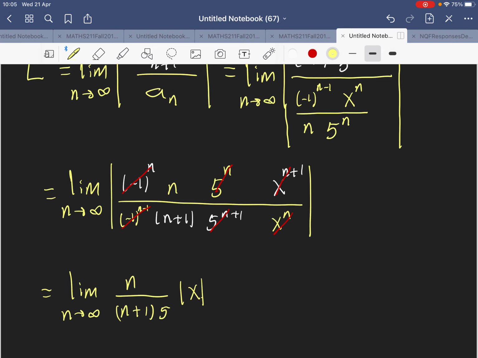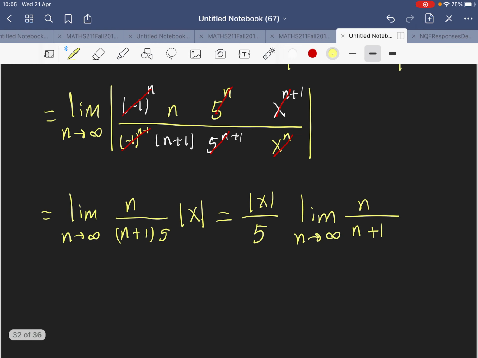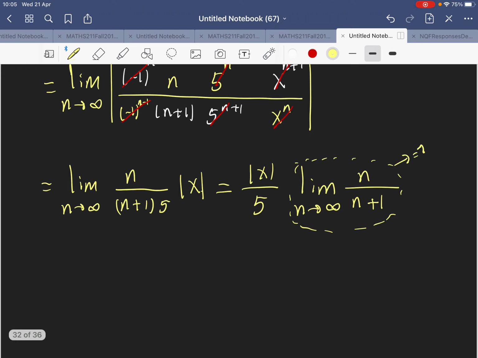Now, of course, x and 5, they have nothing to do with n, so they can go outside the limit. And then we have just this easy peasy limit, which can be solved by L'Hopital. How much is this limit by L'Hopital? It is equal to 1. So the final answer is absolute value of x over 5. That is my limit using the ratio test.